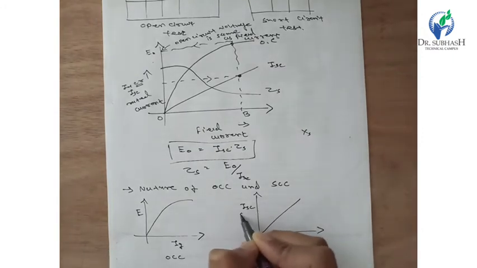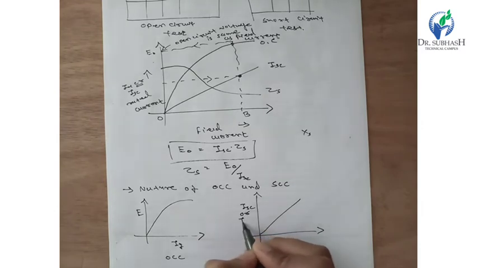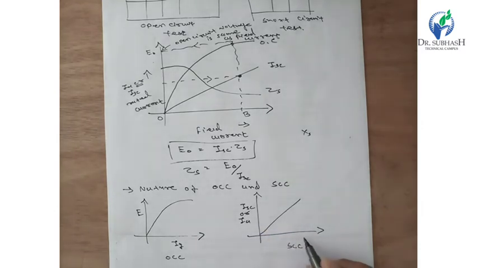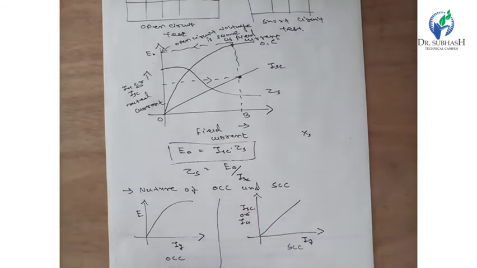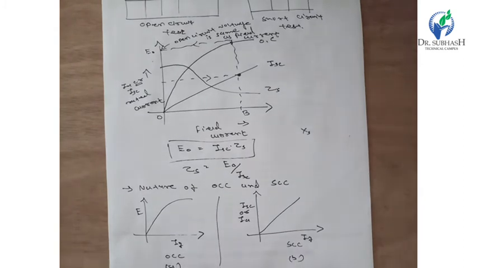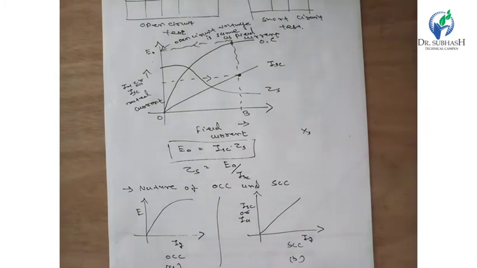ISC, or another name, the armature current, is plotted against the value of the field current. So the open circuit characteristics and short circuit characteristics are shown separately in this figure. Figure A is the open circuit characteristics and figure B is the short circuit characteristics. The open circuit characteristics are also known as magnetization characteristics.